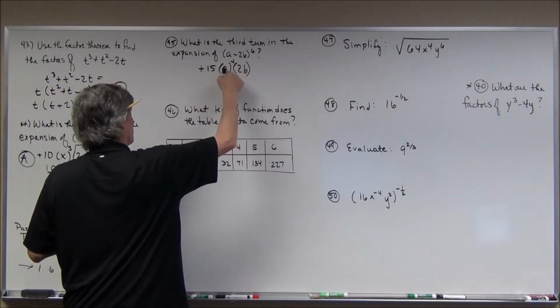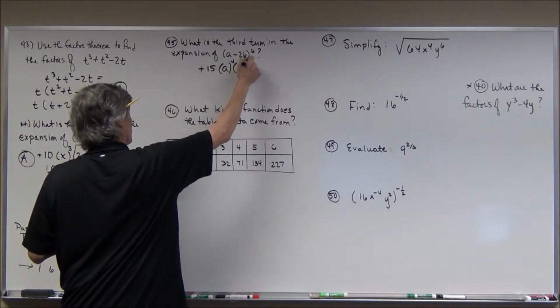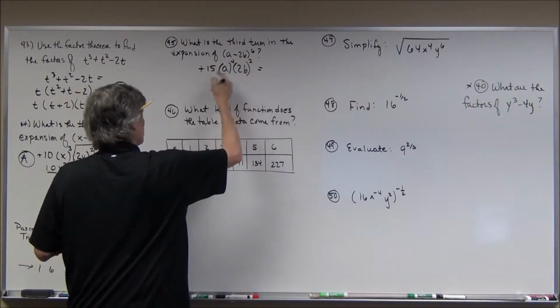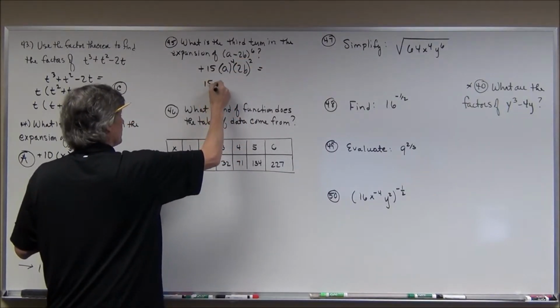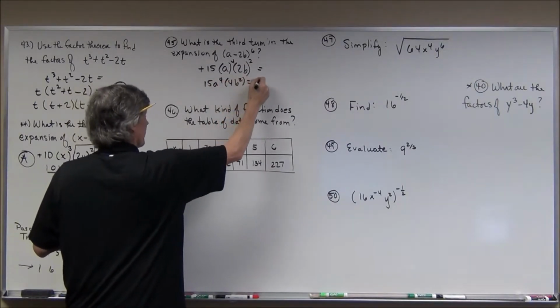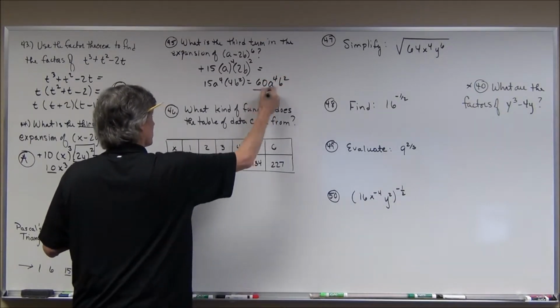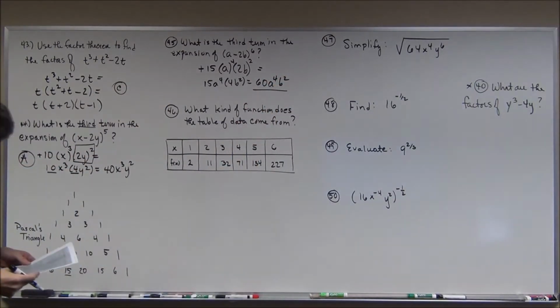And remember, these two factors have to have exponents that add up to 6. So that's going to be a 2 there. So this gives me 15a to the fourth, and that's 4b squared. So that's 60a to the fourth, b to the second. And that should be my guy right there.